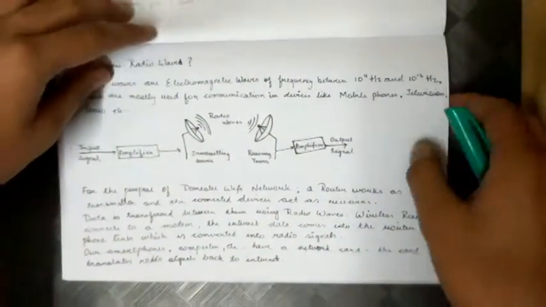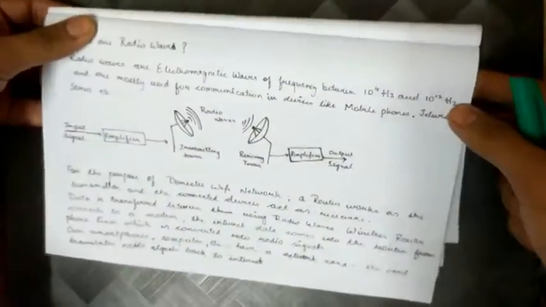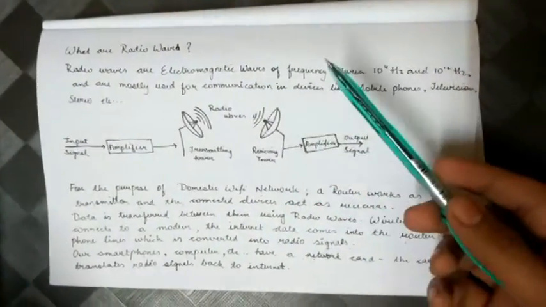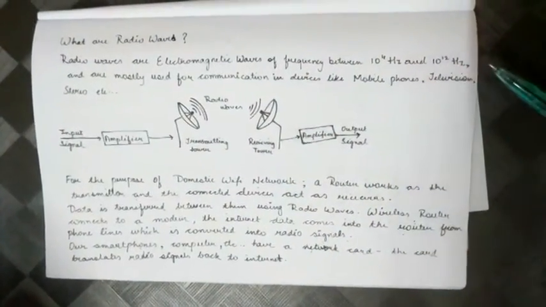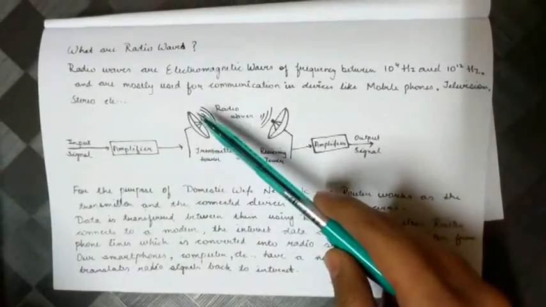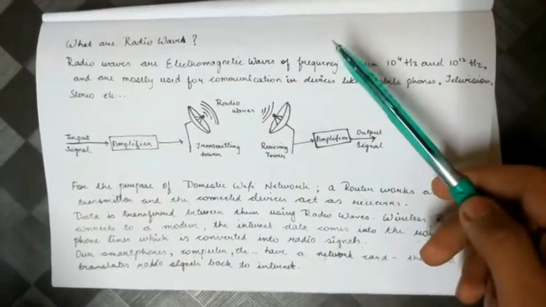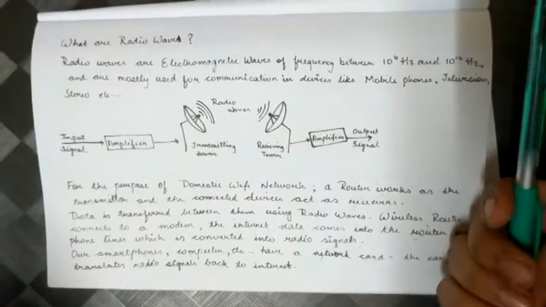So the next question that we should answer is, what are radio waves? Broadly speaking, radio waves are electromagnetic waves of frequency between 10^4 Hz and 10^12 Hz, and are mostly used for communication in devices like mobile phones, television, radio, etc.